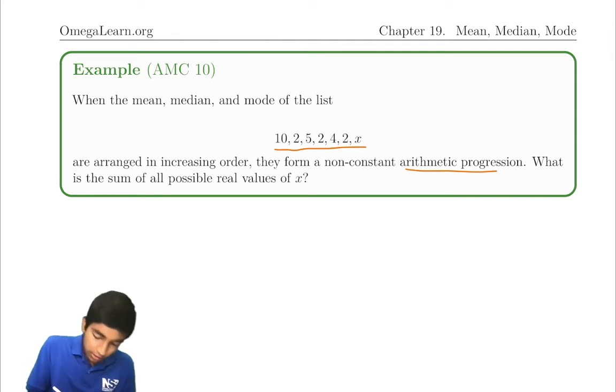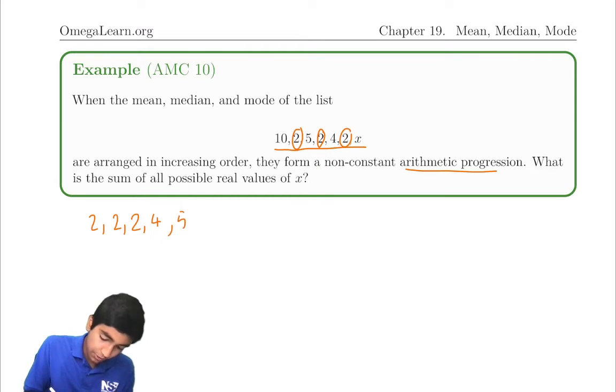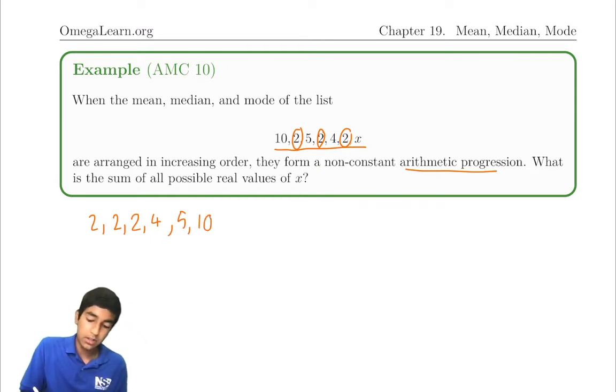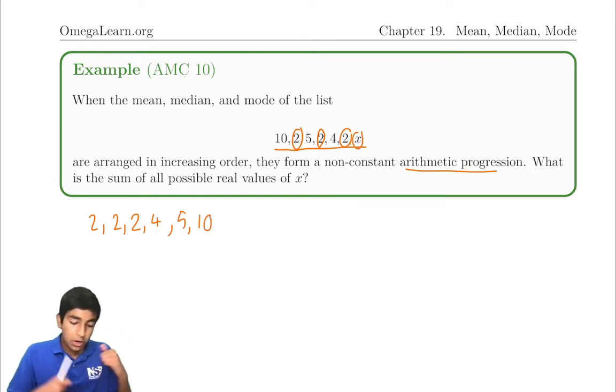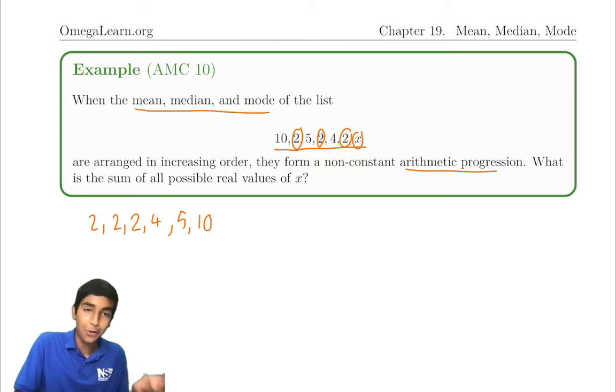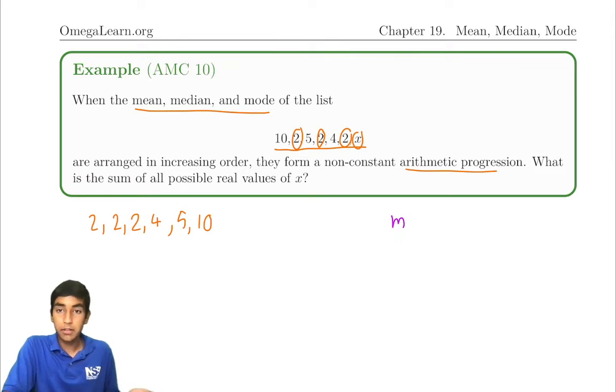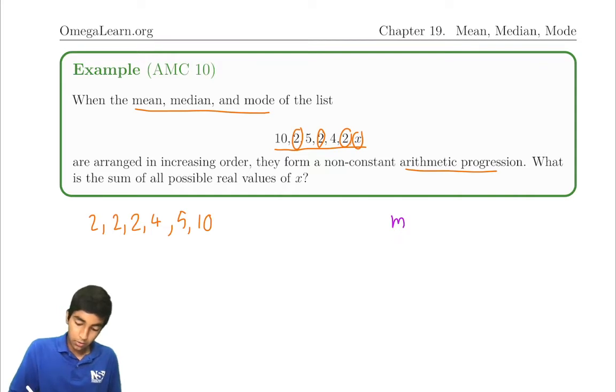That's strange. Okay, so first things first, when we have a list like this, a good strategy is always to put them in order. So let's put them in order: 2, 2, 2, 4, 5, 10, and then x, we don't know where it is because it's an unknown value. So first of all, do we know any of these quantities right off the bat? Well, the mode has to be equal to 2, no matter what, because it appears 3 times. The mode equals 2.